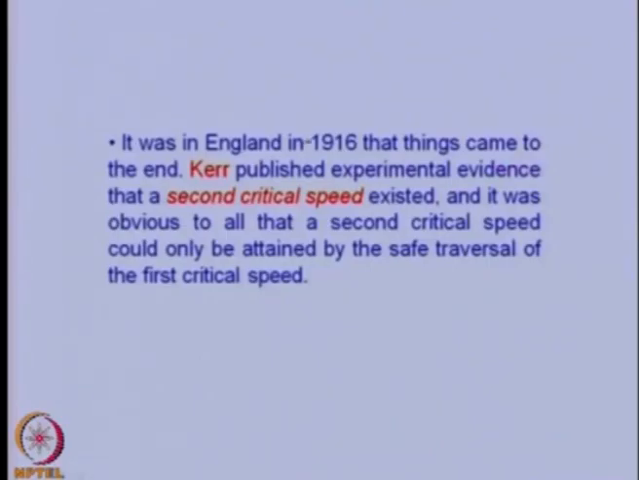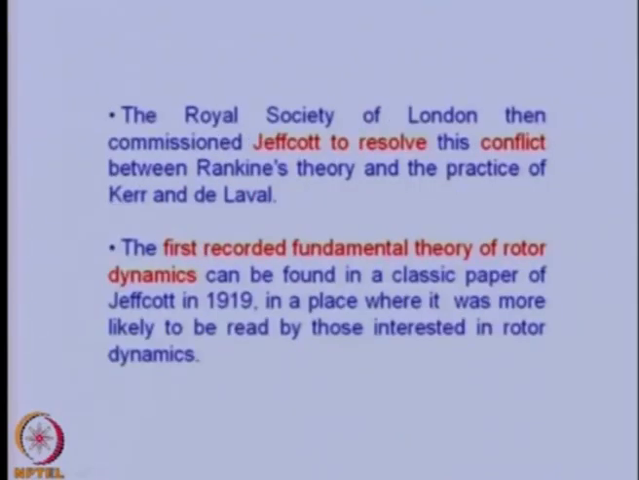It was in England in 1916 that things came to an end. Kerr published experimental evidence that a second critical speed existed, and it was obvious to all that a second critical speed could only be attained by the safe traversal of the first critical speed. And then the Royal Society of London commissioned Jeffcott to resolve this conflict between Rankine's theory and the practice of Kerr and De Laval. The first recorded fundamental theory of rotor dynamics can be found in a classical paper of Jeffcott in 1919, in a place where it was more likely to be read by those interested in rotor dynamics.